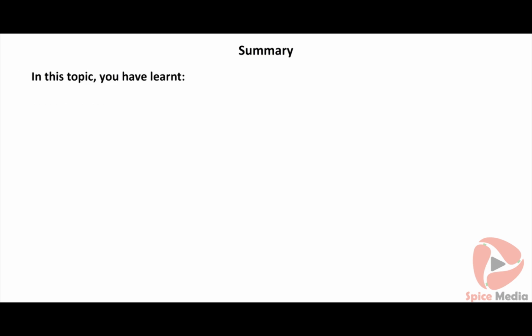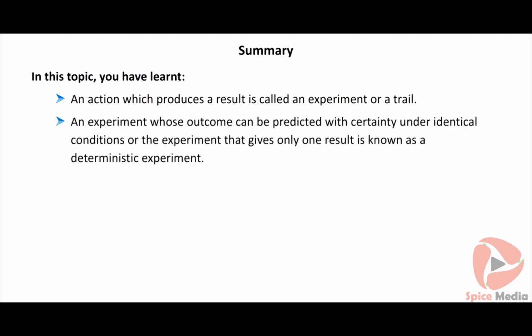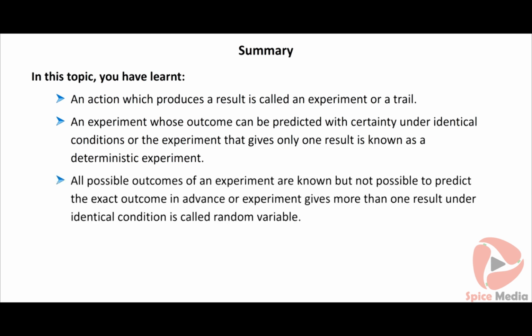In this topic, you have learnt an action which produces a result is called an experiment or a trial. An experiment whose outcome can be predicted with certainty under identical conditions, or the experiment that gives only one result, is known as a deterministic experiment. If all possible outcomes of an experiment are known but it is not possible to predict the exact outcome in advance, or the experiment gives more than one result under identical conditions, it is called a random experiment.